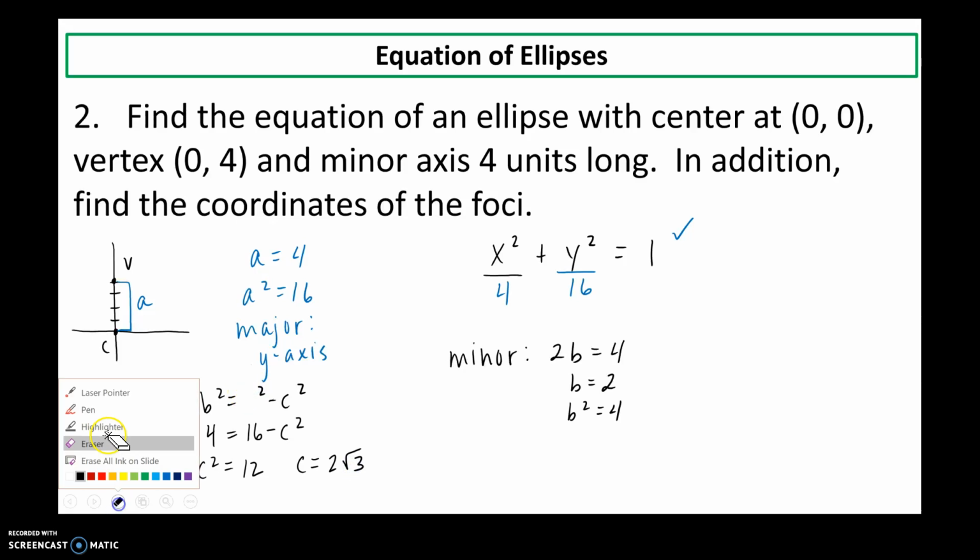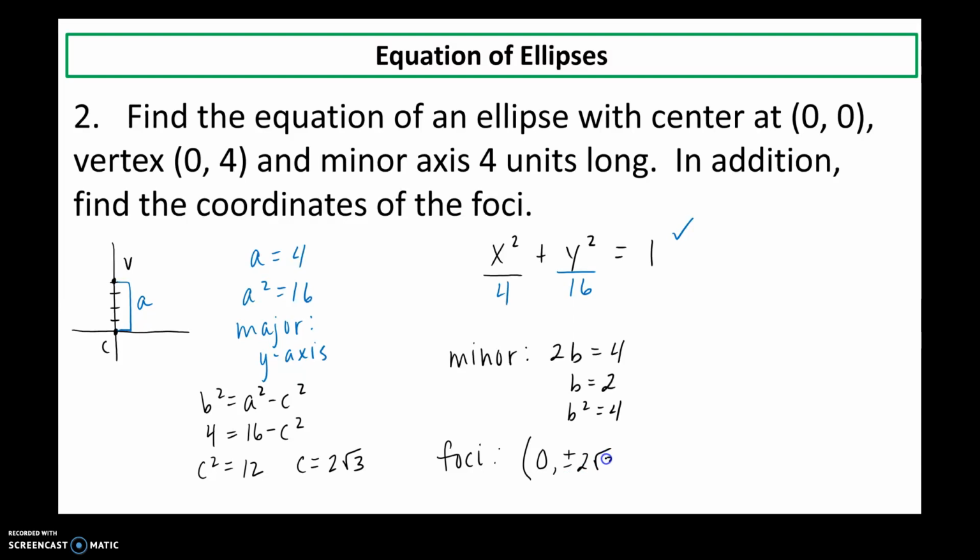Now a value like this, you're not meant to graph that. But for the coordinates of the foci, the foci lie on the major axis, so I'm not moving horizontally at all. From my center, I'm going up and down 2 root 3 units. Because it's an irrational number, we can just leave it like that.